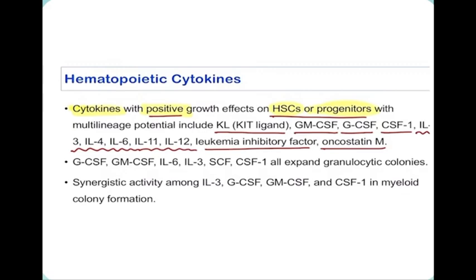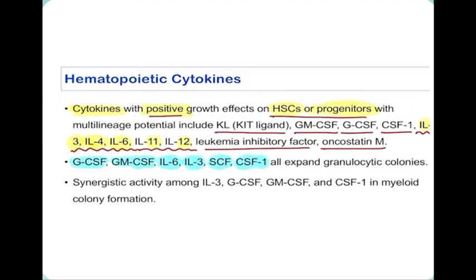At least remember the interleukins which stimulate the hematopoietic stem cells. So, what are those? Interleukin 3, interleukin 4, interleukin 6, interleukin 11 and 12. Remember this, okay. Not much understanding needed, but try to remember. Now, within these interleukins, there are certain ones which specially stimulate the granulocyte colony, meaning they stimulate the granulocyte series of WBC. That is G-CSF, GM-CSF, interleukin 6, interleukin 3, stem cell factor and colony stimulating factor 1.